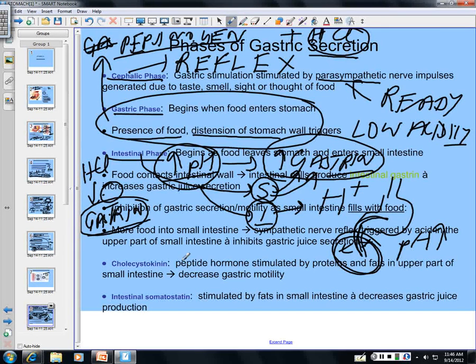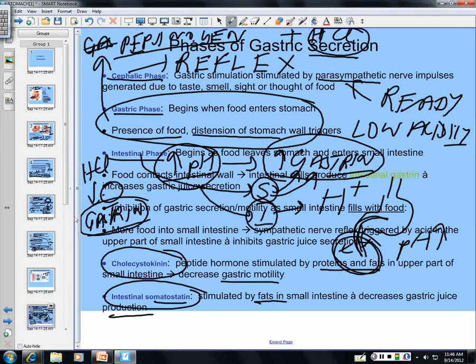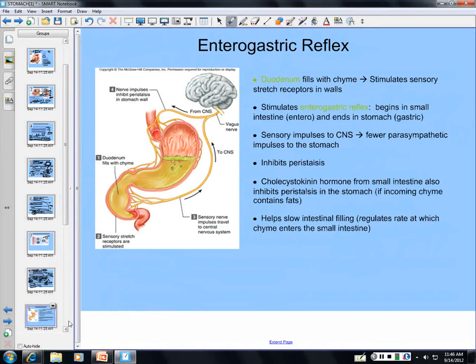In addition, two hormones are released by the intestine, cholecystokinin and intestinal somatostatin. Very, very important. Cholecystokinin is a hormone that is stimulated by protein and fats in the small intestine, and what it does is decrease gastric motility. Somatostatin is stimulated by fat and will decrease gastric juice secretion, period, done. You don't want gastric juice secretion when the food has already come out of the stomach and is in the intestine.